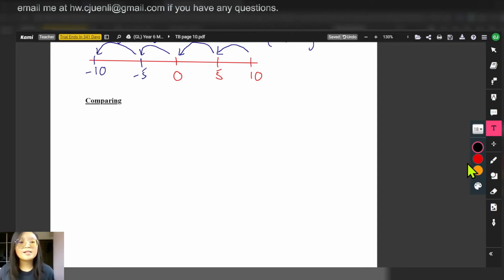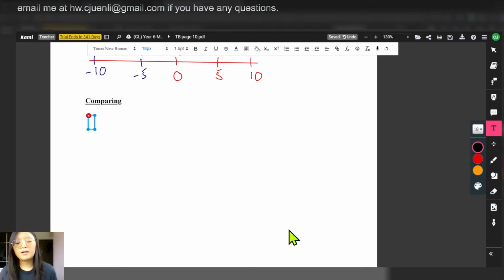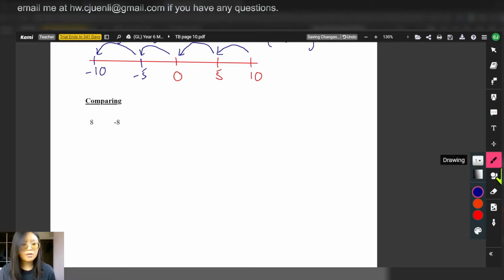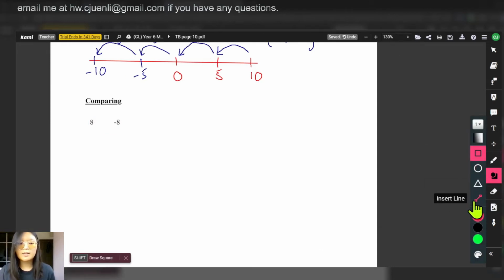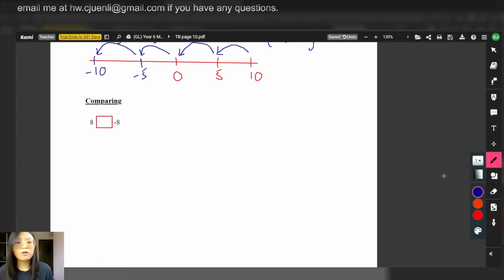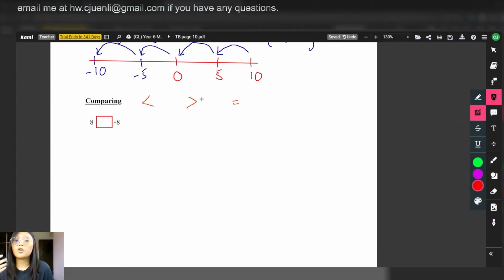So let us see the number 8 and also negative 8. Now in this case, we need a symbol to put in. Like for symbols, previously in the previous chapter, we have already known this one, and this one, right? So all of these are your comparing symbols that you can actually use.